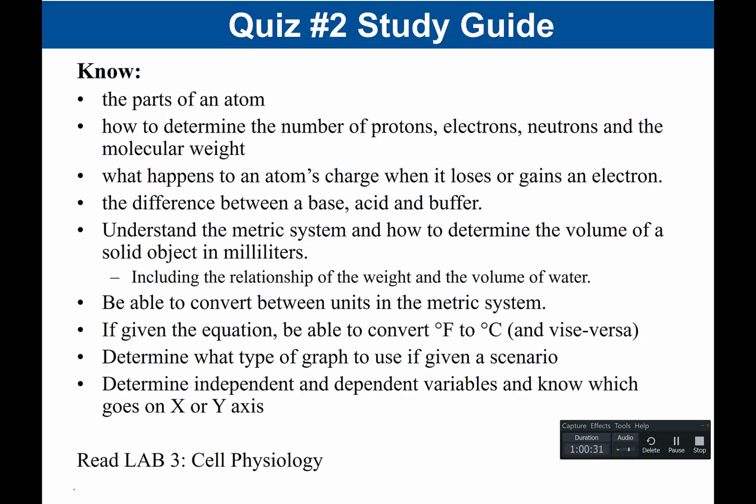What happens to an atom's charge when it loses or gains an electron? The difference between a base, an acid, and a buffer. Understand the metric system and how to determine the volume of a solid object in milliliters, right? By looking at the volume of water that was displaced. And include the relationship of the weight and the volume of the water. So you should know that water, for example, 1 gram is equal to 1 milliliter for pure water.